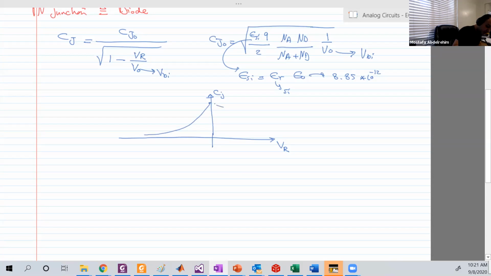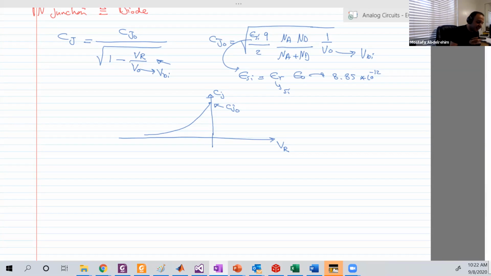Okay, and here is CJ naught. When VR is 0, just plug 0 here in this equation. So this guy will go, so it will be CJ naught over square root of 1, which is 1. And as you see here, it's inversely proportional. I mean, if you increase VR, of course, it's negative.